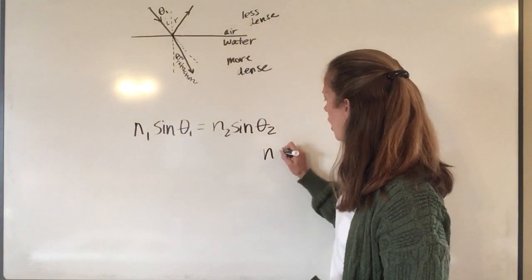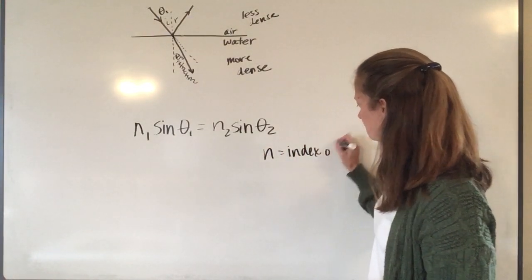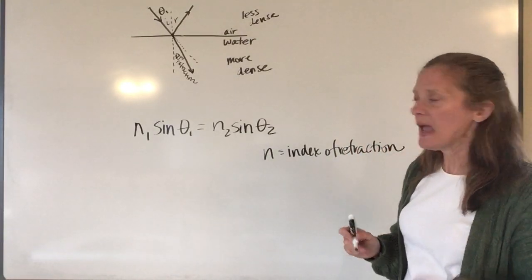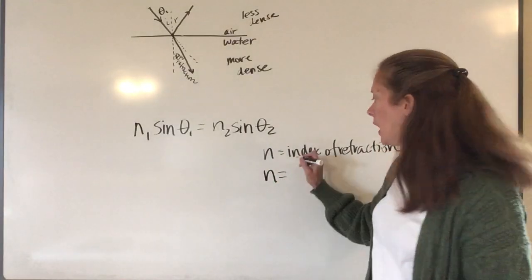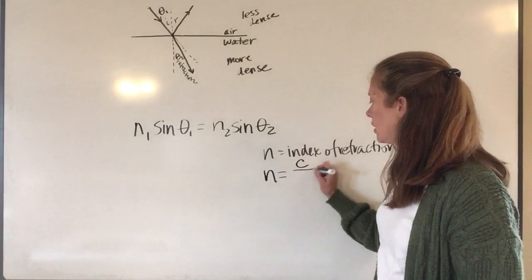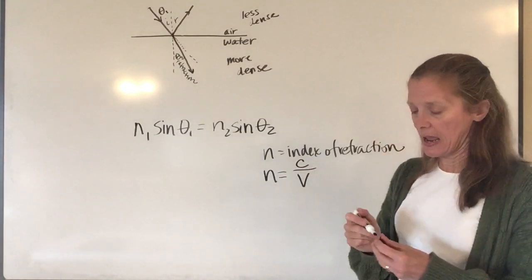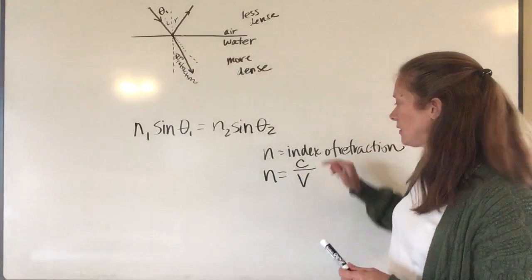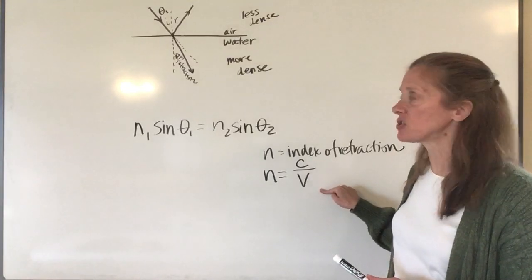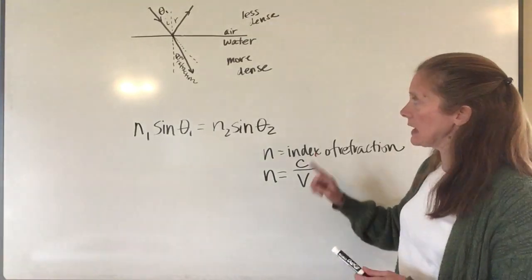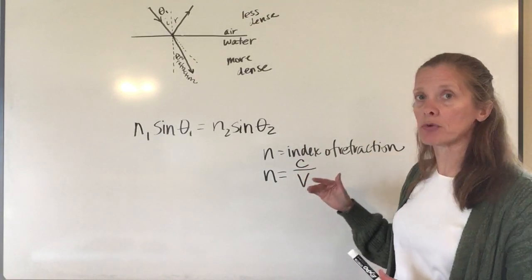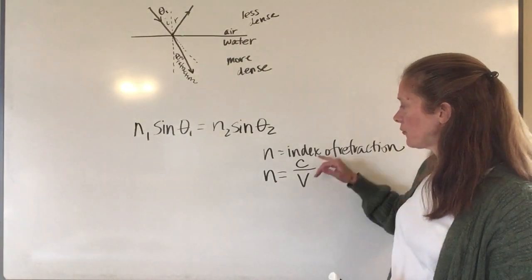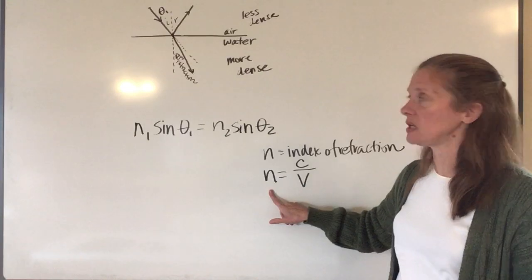This n is called the index of refraction, and it's going to vary depending on each particular substance. n is actually the ratio of the speed of light in air to the speed of light in the substance. And so if it's in air, then obviously these two numbers are going to be the same, and the index of refraction of air is going to be 1. In any other substance, light is going to travel more slowly because that substance is going to be more dense than air, and so therefore n is going to be greater than 1 for any other substance.